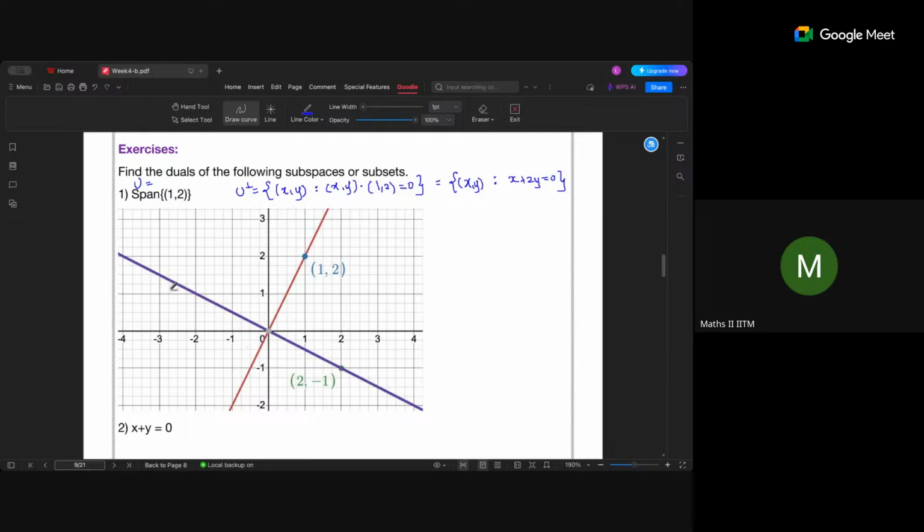Okay, so you see here you have the equation x plus 2y is equal to 0. So when x is equal to 2 and y is equal to minus 1, you get it to be 0. Okay, fine. So now can you find what is the dual of this space?